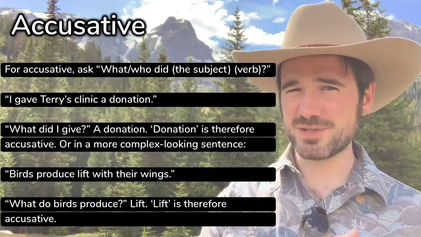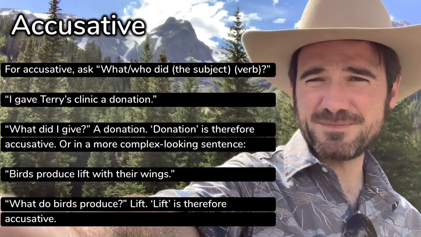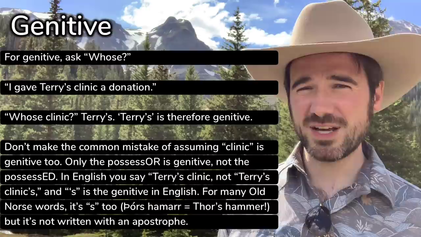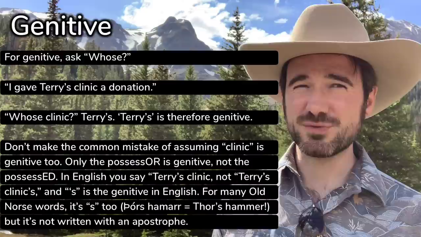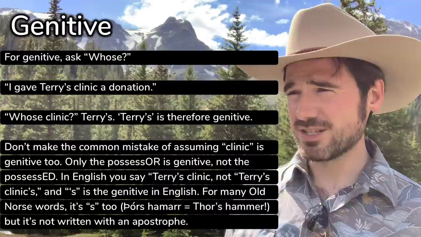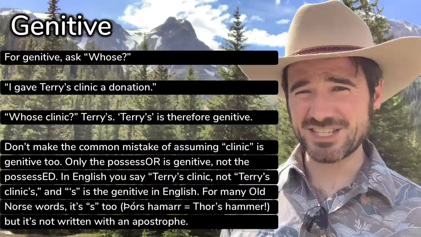Then, probably third most likely you're going to see, is genitive. Now, genitive we're actually fairly used to in English. Genitive is the form for possession. So, in English, when you add apostrophe S to a noun, that is its genitive form. And in fact, that comes from the genitive form in Old English, at least for masculine and neuter nouns. So, Jackson's truck, Jackson's is genitive. Travis's car, Travis is genitive. Colorado's natural wonders, Colorado's is genitive.